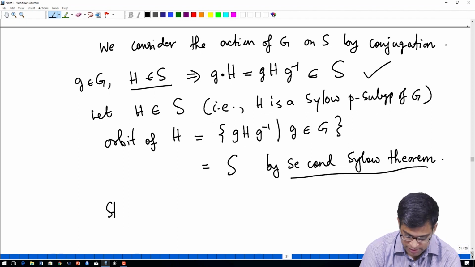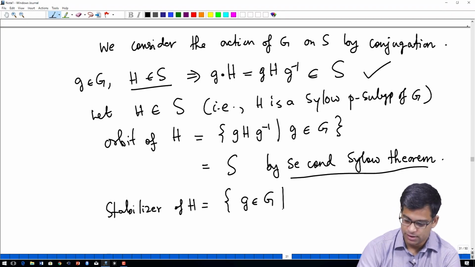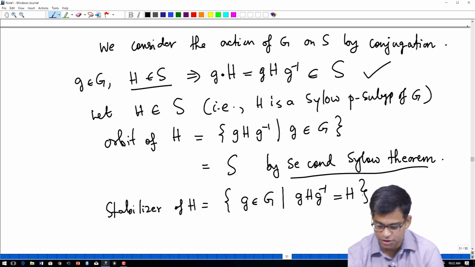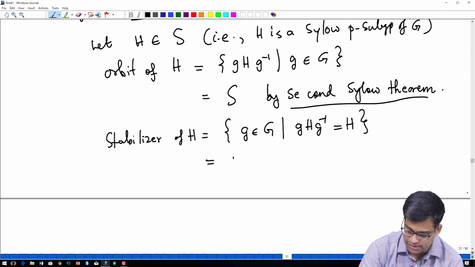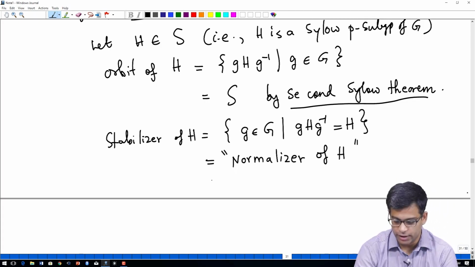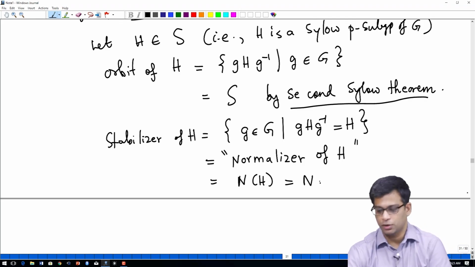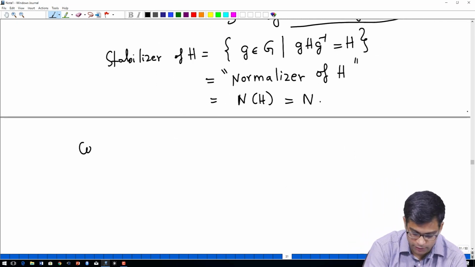What is the stabilizer of H? The stabilizer of H is all group elements g such that gHg^-1 is H. Under the action you must get back H. This is what we call the normalizer. If you recall from one of the earlier videos, this is the normalizer of H. So, let us denote this by N(H), and for simplicity I am just going to call it N. Okay. So, now the counting formula gives me the following.